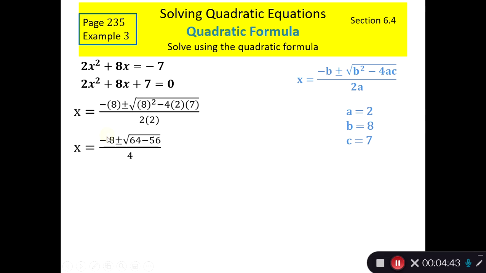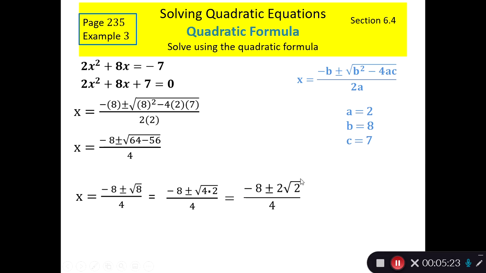Negative 8 plus or minus 8 squared is 64. All right, keep the sign with the numbers. So it's negative 4 times 2 times 7 is negative 56 over 2 times 2 is 4. 64 minus 56 gives you the square root of 8. And we know the square root of 8 is 4 times 2. So we're going to write it as such. Positive and negative square root of 4 times 2. We can remove the 4 because the square root of that is a 2 and bring it out. So we get negative 2 plus or minus 2 square root of 2 over 4.